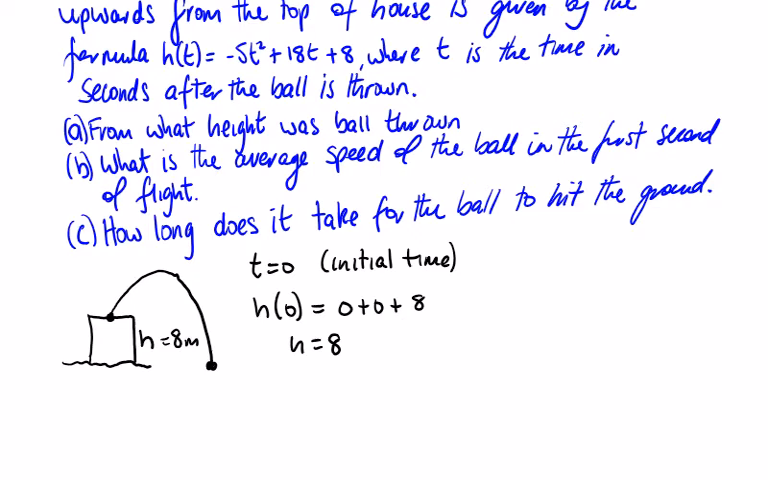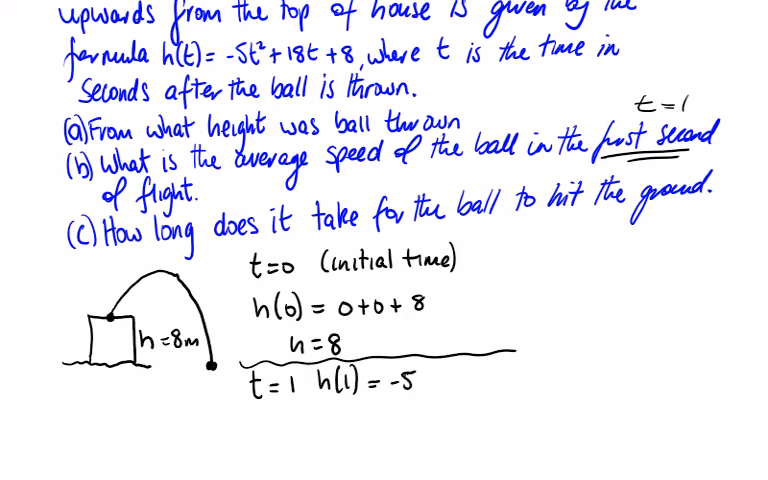So now, what's the average speed of the ball in the first second of flight? Well, what does first second tell us? It tells us that t is equal to 1. So let's put t equal to 1 in. We've put t equal to 0 in, now we're putting t is equal to 1. So h of 1 is equal to minus 5 by 1 squared plus 18 by 1 plus 8. And that's going to give me 26 minus 5, which is 21.